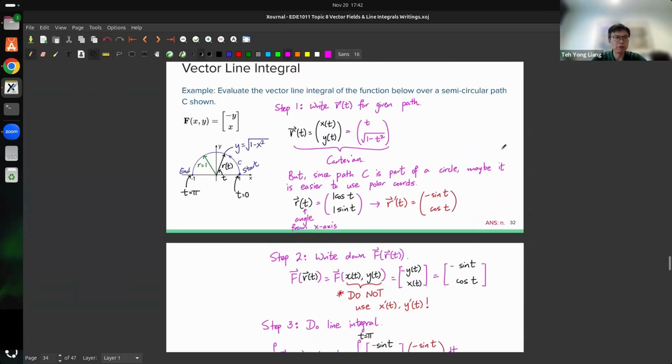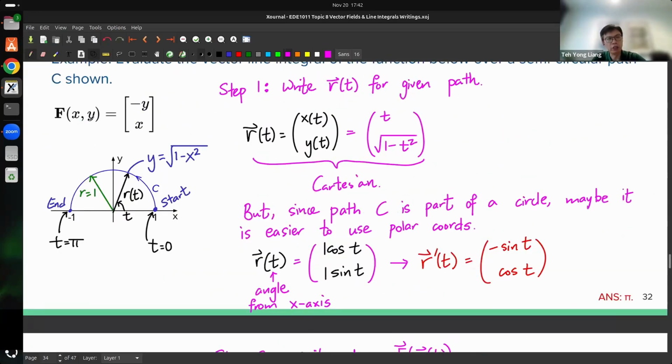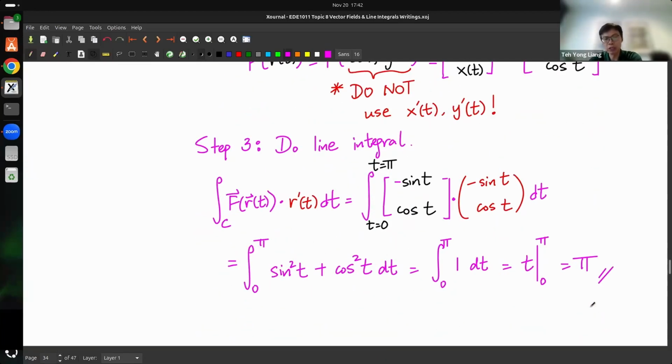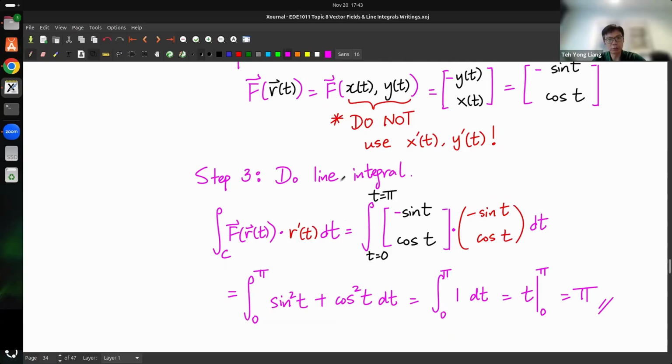If, let's say, F is a force field in newtons, and this path C is measured in meters, for example x and y are in meters, then this will be pi joules. That means the work done will be in joules, right? Newtons times meters, so therefore joules. So that is the 3-step approach.